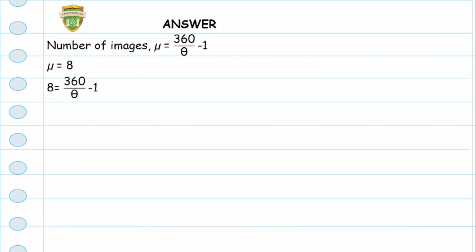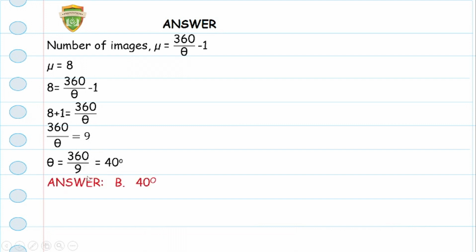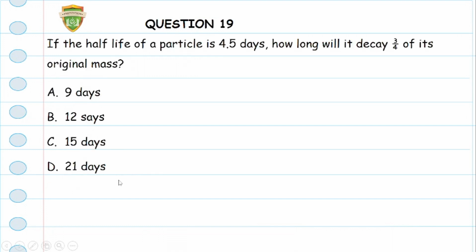But in this case, we're given the number of images, which is 8, and we're trying to look for the angle, 360 over theta. So that will be 8 equals 360 over theta minus 1. We take minus 1 to the other side, becomes 8 plus 1. That becomes 360 over theta will be 9. And if you make theta the subject of the formula, bring 9 down here, that becomes 360 over 9. And that means the mirrors are at an angle of 40 degrees, which is option B.